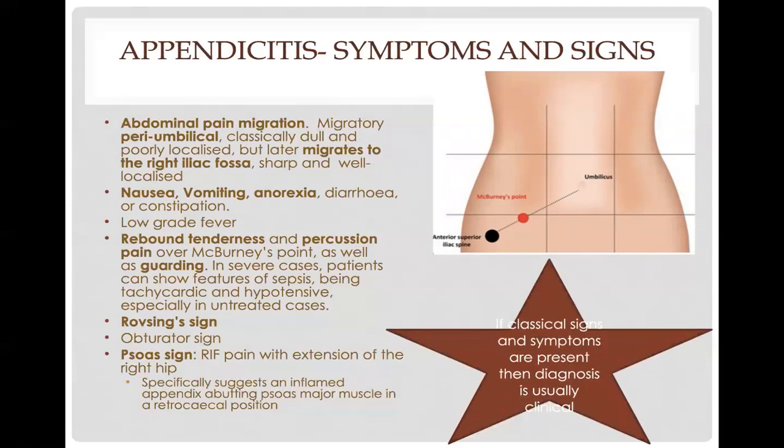As I mentioned earlier, it's important to remember that if the classical signs and symptoms are present, then the diagnosis of appendicitis is clinical, and we don't really need to go on to do more imaging. However, in females, given that a transvaginal and transabdominal ultrasound scan is very non-invasive, it might be worthwhile doing that in the first instance just to rule out gynecological conditions, given how close the ovaries lie to the appendix.